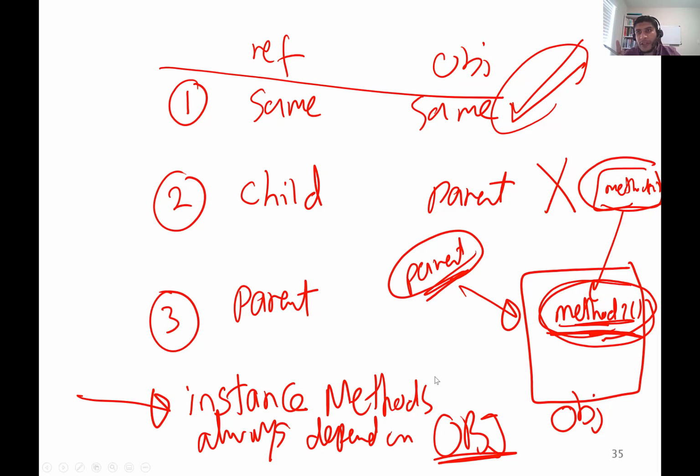While in a static method, it's different. We had some examples about this in the Tuesday lecture, if I remember. So in a static method, it's the other way around. A static method always depends on the reference, not the object. Does this answer your question, Arjun?